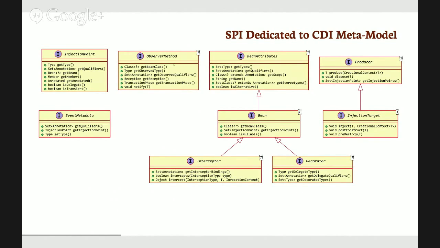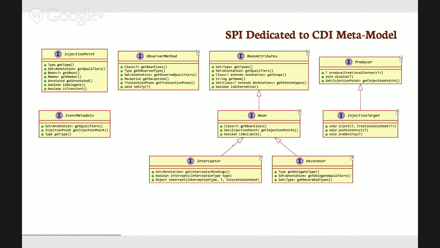We have SPI regarding observer methods, so you can act on the observers. We have, and that's very interesting, information about metadata of the event. So we can have more information than just listening to a type, we have a solution to have information about what was really fired and the bean that fired the event. And we have all the metadata related to the beans. So the attributes of the beans, the types, the qualifiers, the scope of the bean, etc.